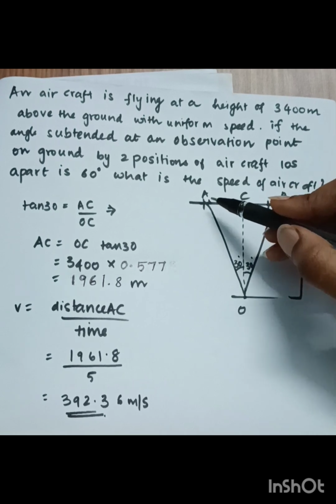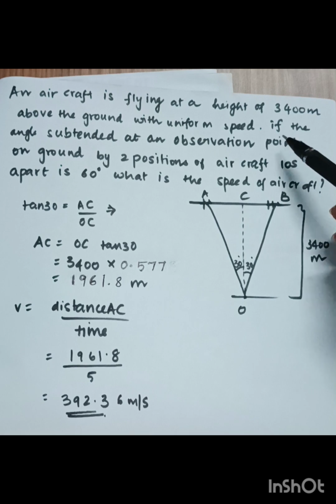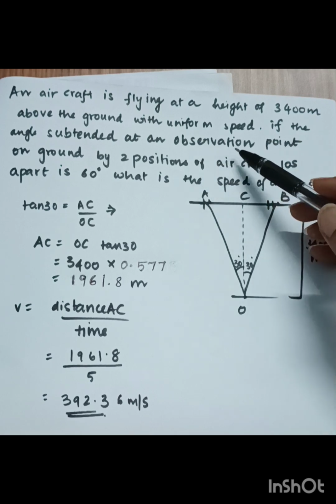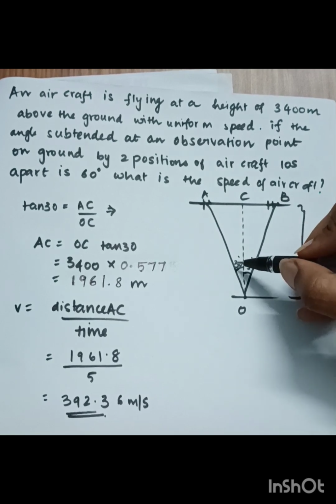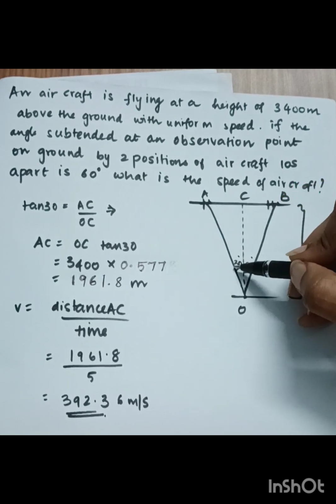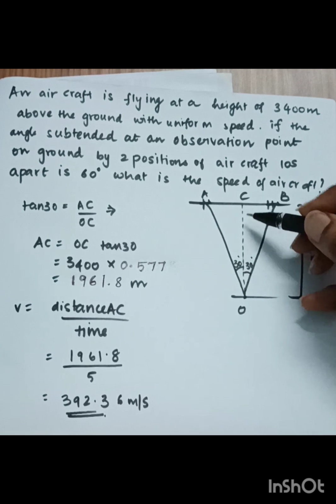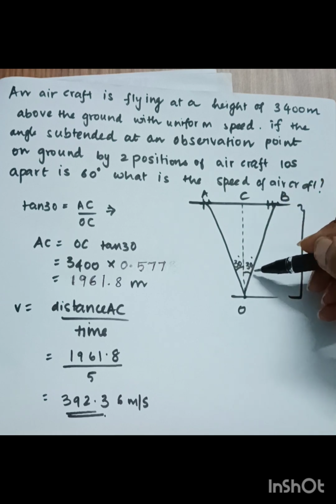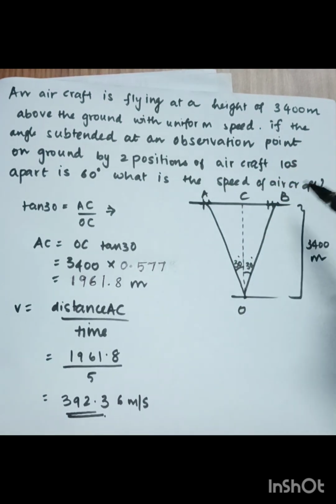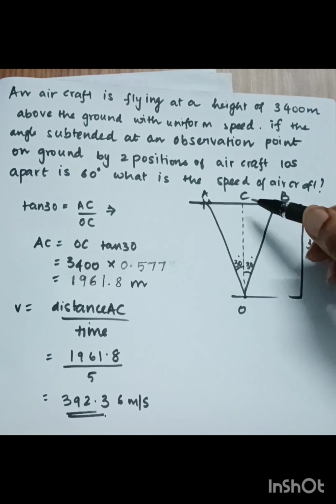So an aircraft is flying in this way. So we are making observations at 2 points. So at this point and at this point, and the angle subtended between these 2 points is 60 degrees. So if the total angle is 60 degrees, suppose this is the center line, then this should be 30 degrees and this should be 30 degrees. Now they are asking what is the speed of the aircraft, and they are obtaining this observation 10 seconds apart.